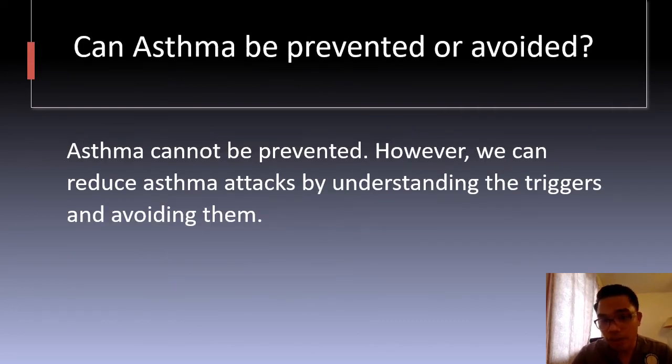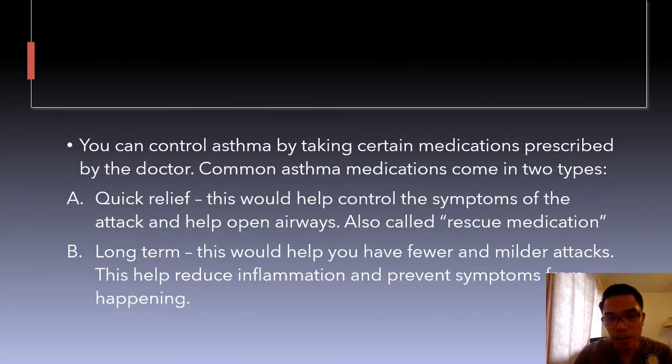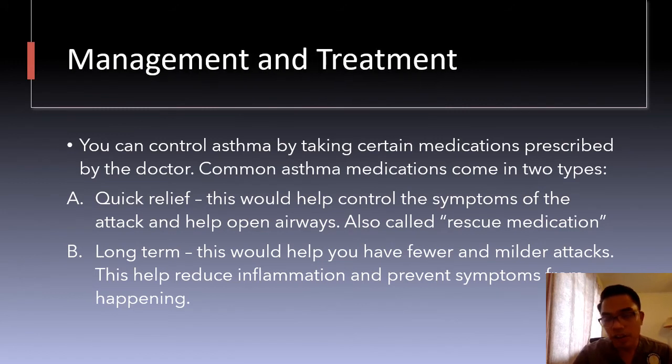So, can asthma be prevented? Well, asthma cannot be prevented, but we can reduce asthma attacks by understanding those triggers, and we should avoid them at all times. So that's one of the triggers that I mentioned to you guys earlier. There are certain medications and treatments that we can give to asthma patients.